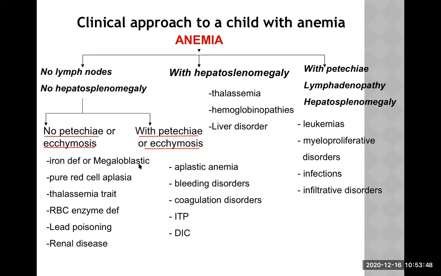Now, iron deficiency or megaloblastic anemia, pure red cell aplasia, which is also known as Diamond Blackfan anemia. Thalassemia trait is the carrier state of thalassemia. Trait is called carrier state. RBC enzyme deficiency, like G6PD deficiency, you can easily include it here. Lead poisoning, lead is a heavy metal, and renal disease or renal failure. All of these will cause anemia without lymphadenopathy, without hepatosplenomegaly, and no bleeding disorder.